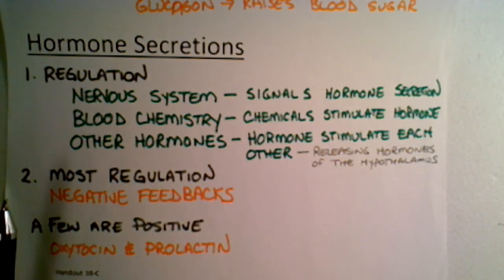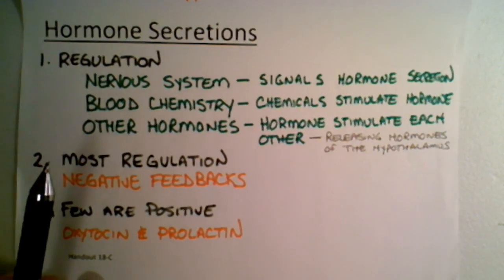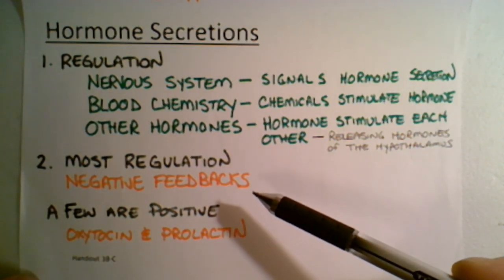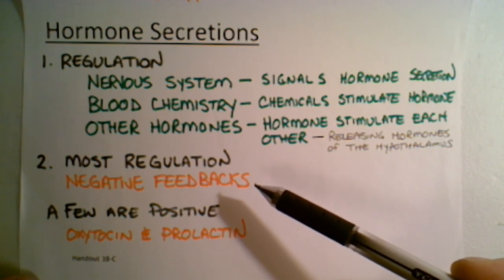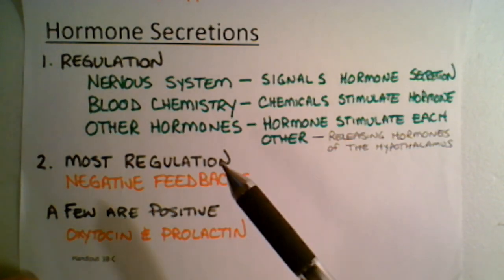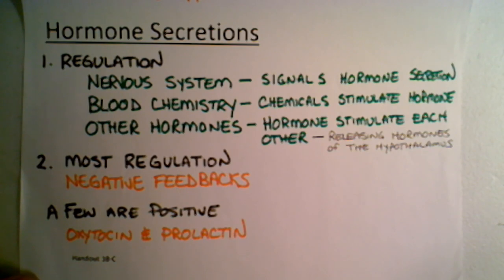All right. And it says most regulation is going to be a negative feedback. Remember, almost everything we talk about in class are negative feedbacks. Now, there are a few good positive feedbacks that lead us away from homeostasis, like oxytocin for childbirth or prolactin for milk production. But most of our regulation's going to be through a negative feedback to keep us in homeostasis, right? Okay, so that takes care of handout C. Let's move on to handout D.